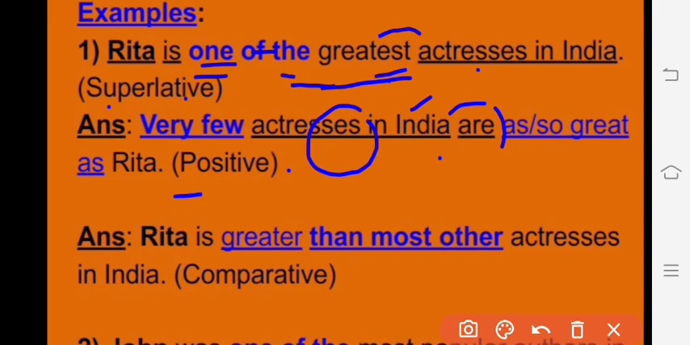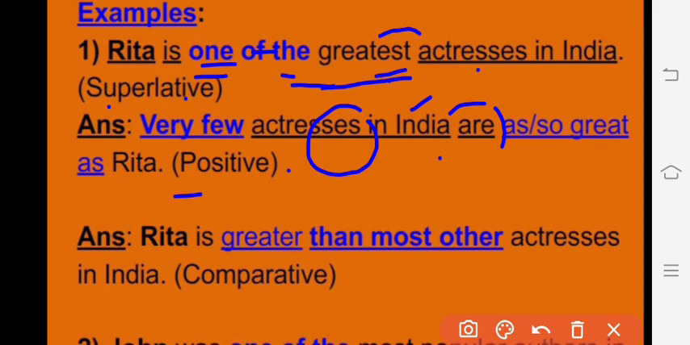Again I repeat, remove one of the est form, put the object first and then the subject at last, and keep very few at the beginning of the sentence. Very few actresses in India are as great as Rita or so great as Rita.